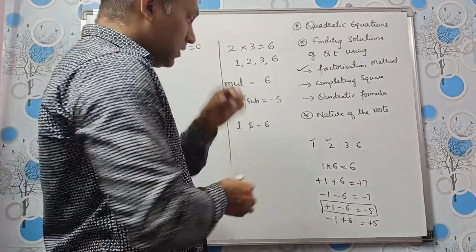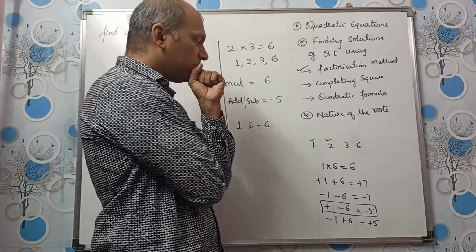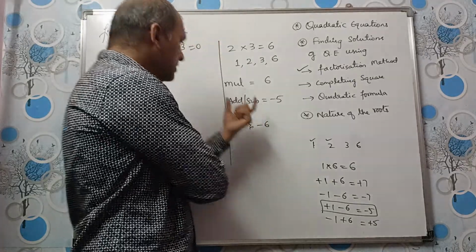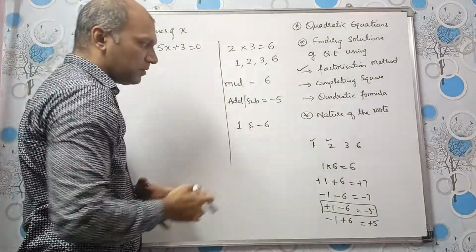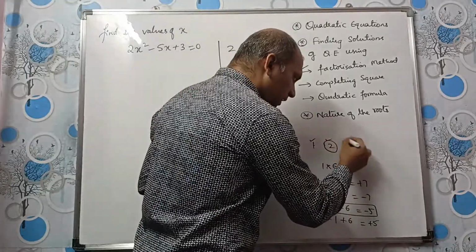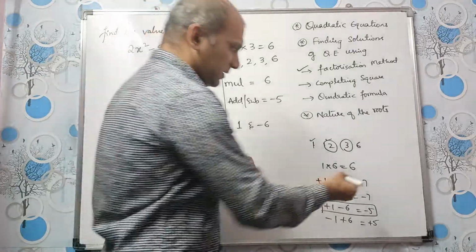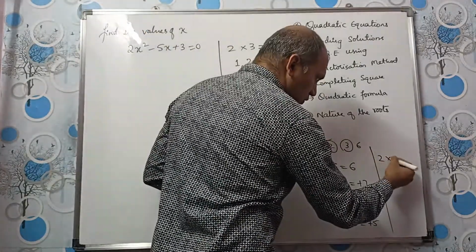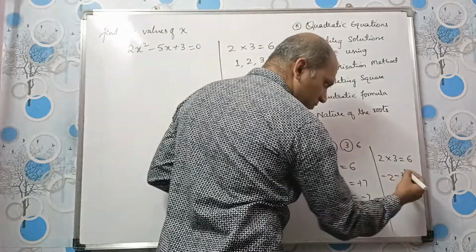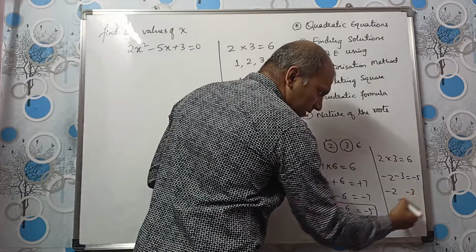See, this is where students will make mistakes. They will select these two numbers, 1 and 6, and split the middle term in this form. What about 2 and 3? Will 2 and 3 also satisfy? Yes. 2 3s will be 6. How can we write 2 and 3 to get minus 5? Minus 2, minus 3. Now what are the factors we took? Minus 2 and minus 3.